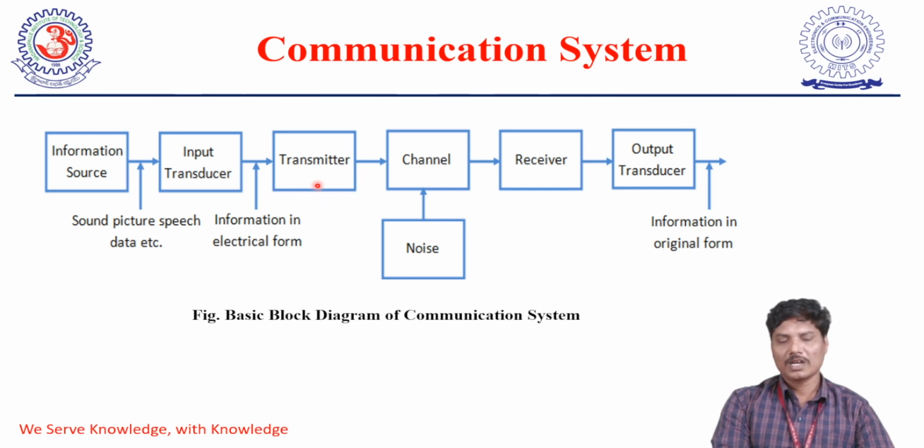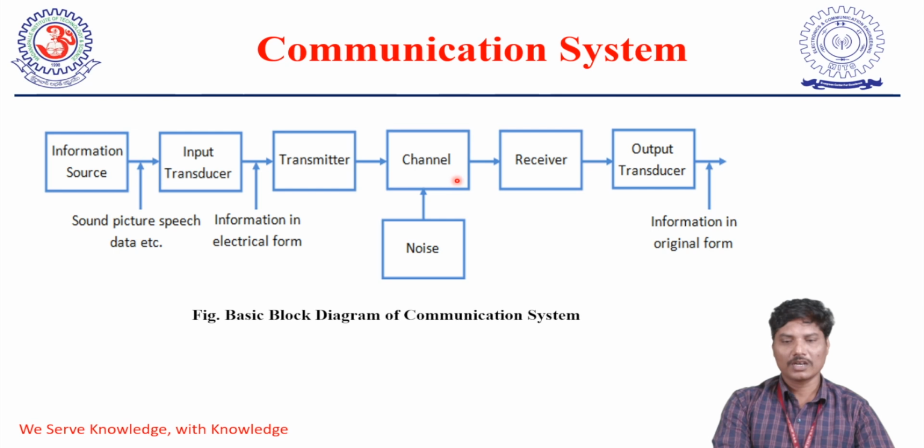A transmitter includes many electronic devices internally. That may be an amplifier, it may be a modulator, whatever it is. At the basic level, a transmitter is used to transmit the electrical signal that is generated by the transducer.